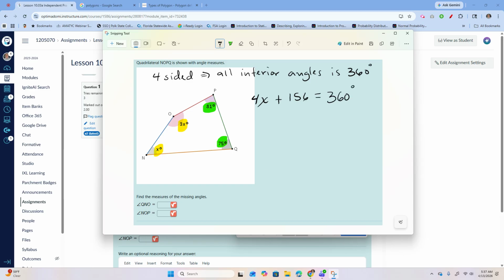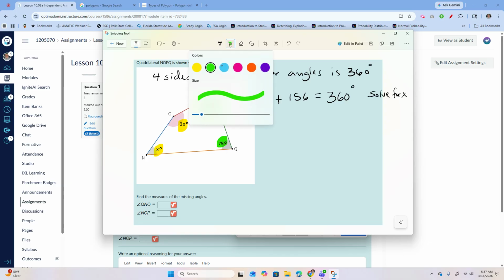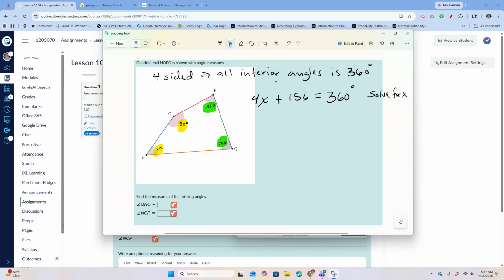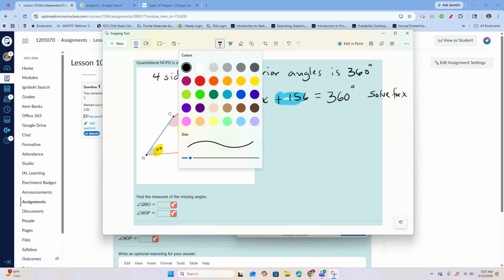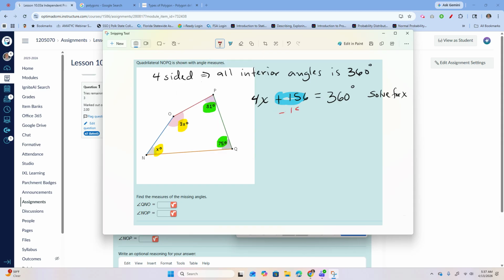And now we're going to solve for x. How? Like we did in quarter number 2. This is a 2-step equation. First thing, I want to do the opposite of adding 156. What is the opposite of adding 156? Oh, we're going to subtract 156. I'm going to do it on both sides.